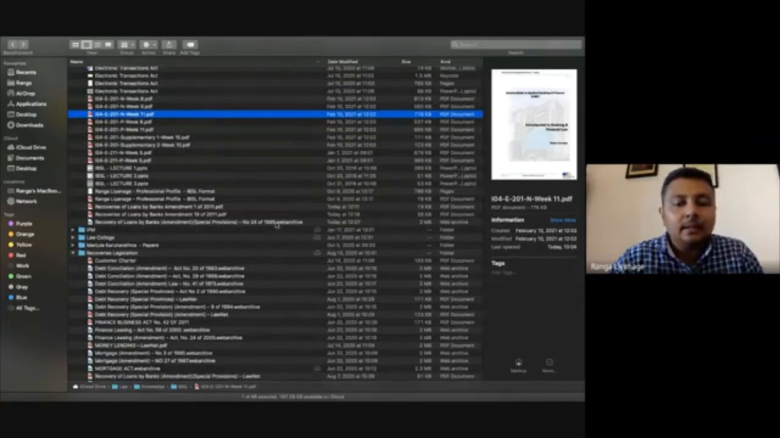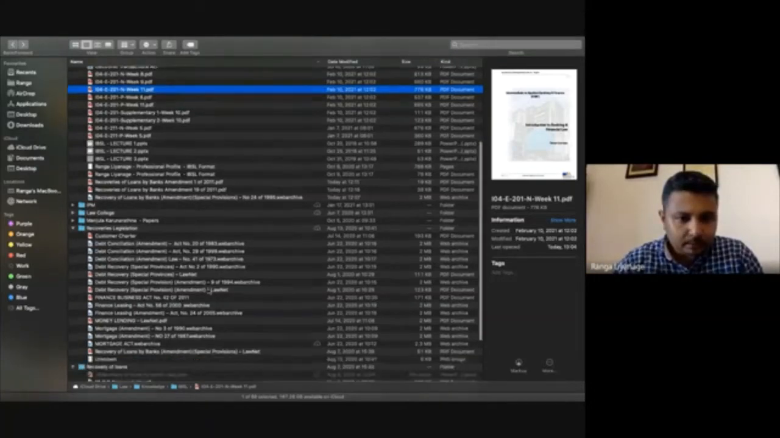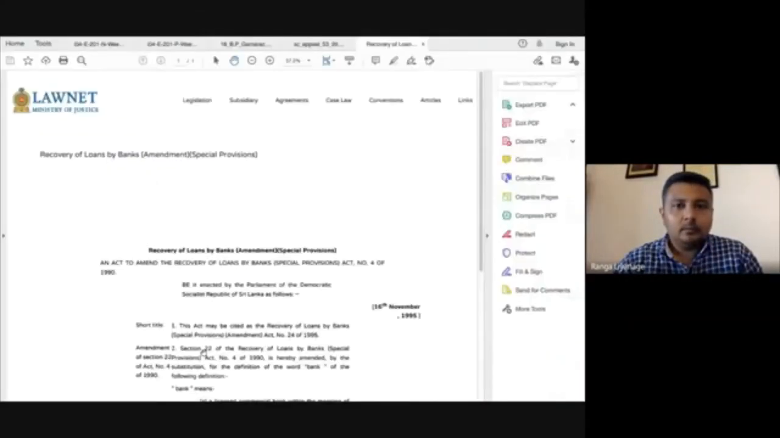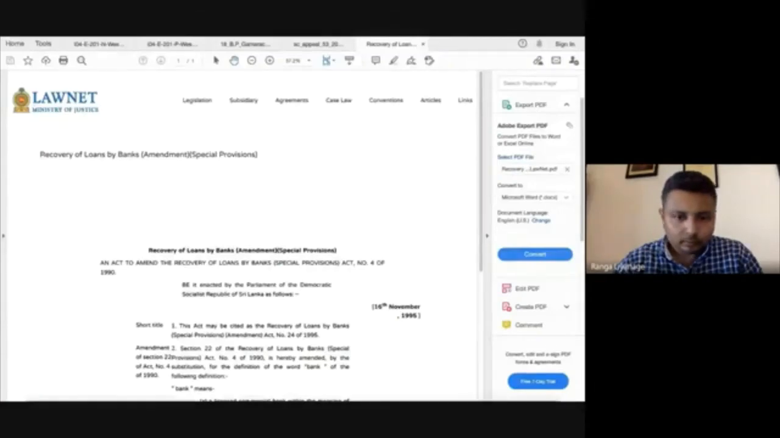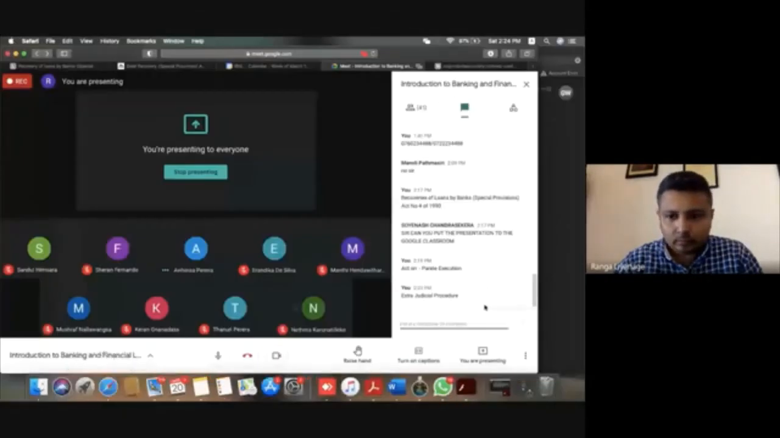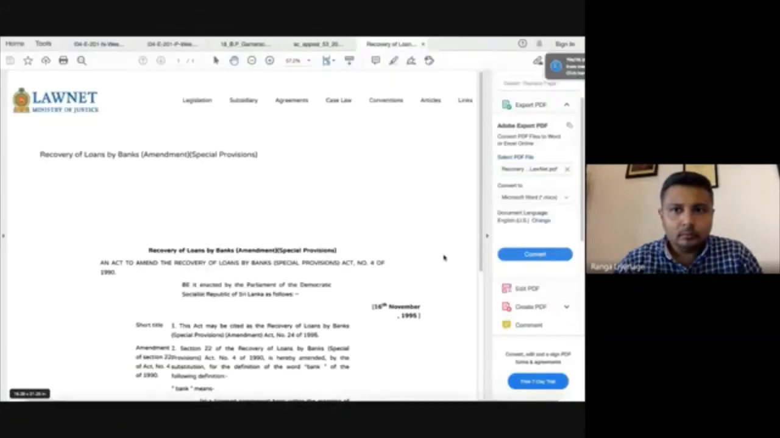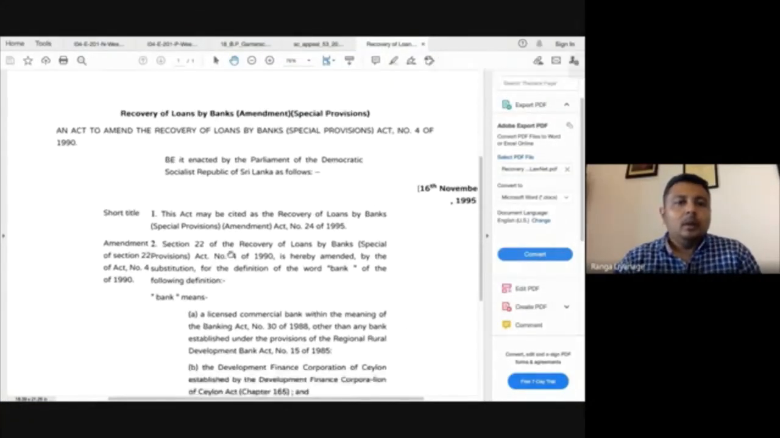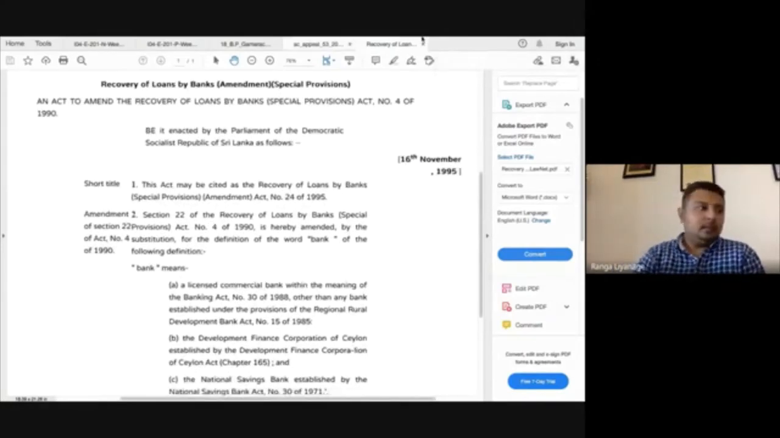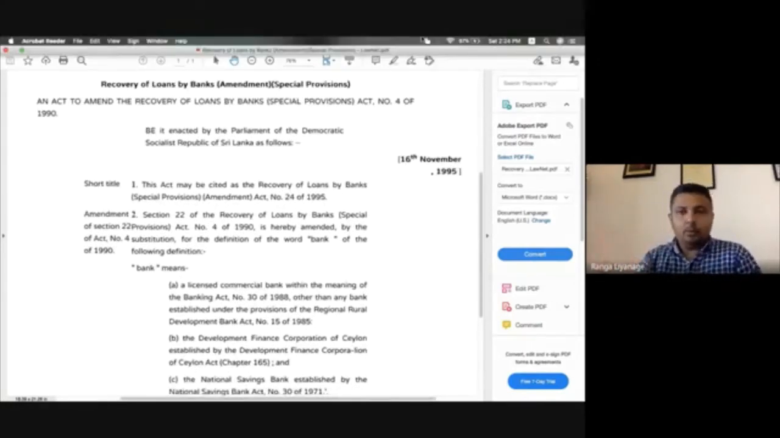and the other one is Act number 24 of 1995. That was a very minor amendment. I'm going to go through these sections with you, the main sections. Keep this in mind, very important.